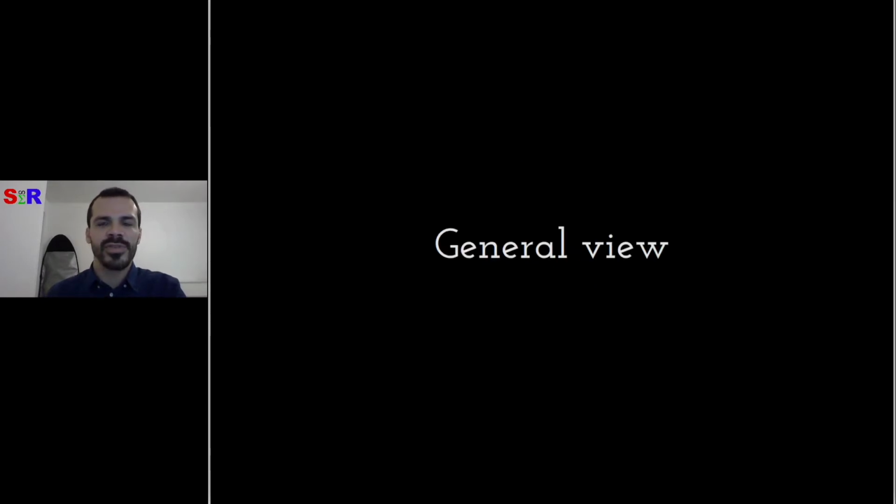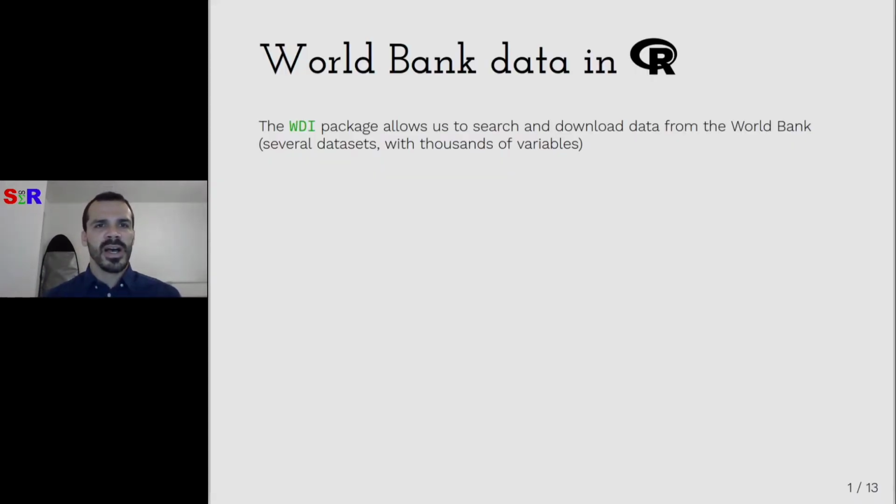Let's move on. So, just a general view of the presentation. The WDI package allows us to search and download data from the World Bank API, so you can find several data sets with thousands of variables. WDI is the acronym for World Development Indicators. It's a web page, a data repository provided by the World Bank.